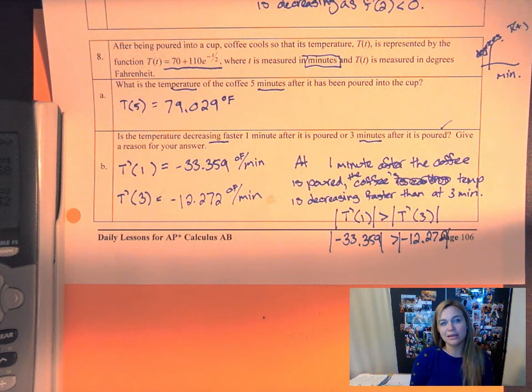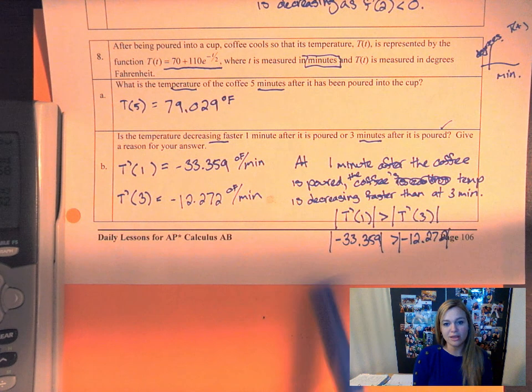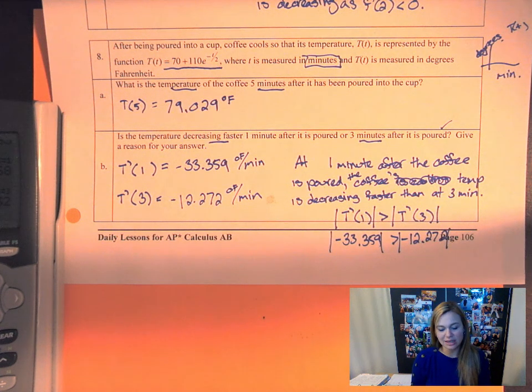If you write a math statement that doesn't make sense, just something that is wrong, you couldn't get the point for the justification, even if you knew what you were doing. So I want to make sure that you're including absolute values. They're your friend in this case.